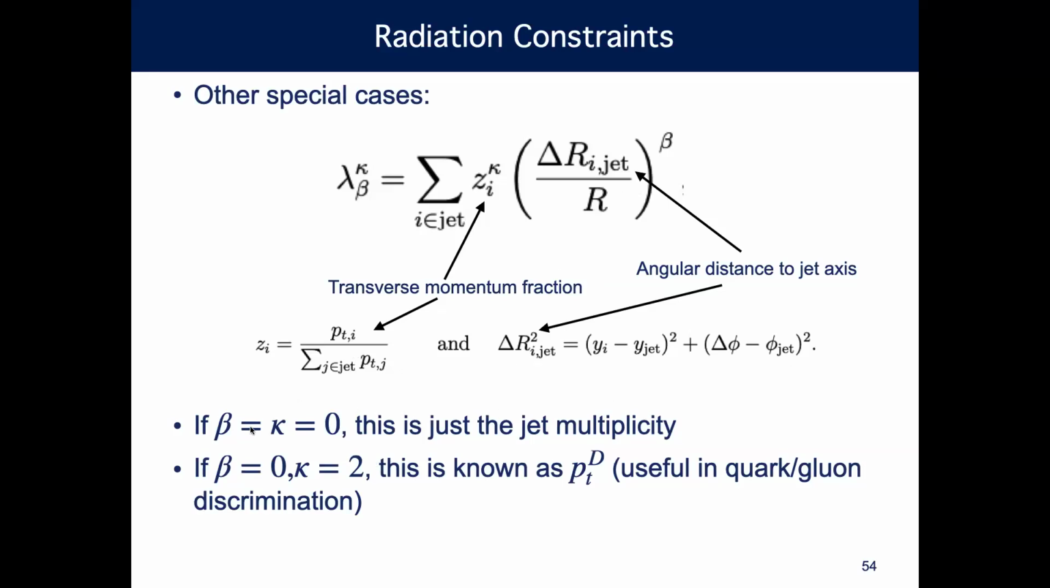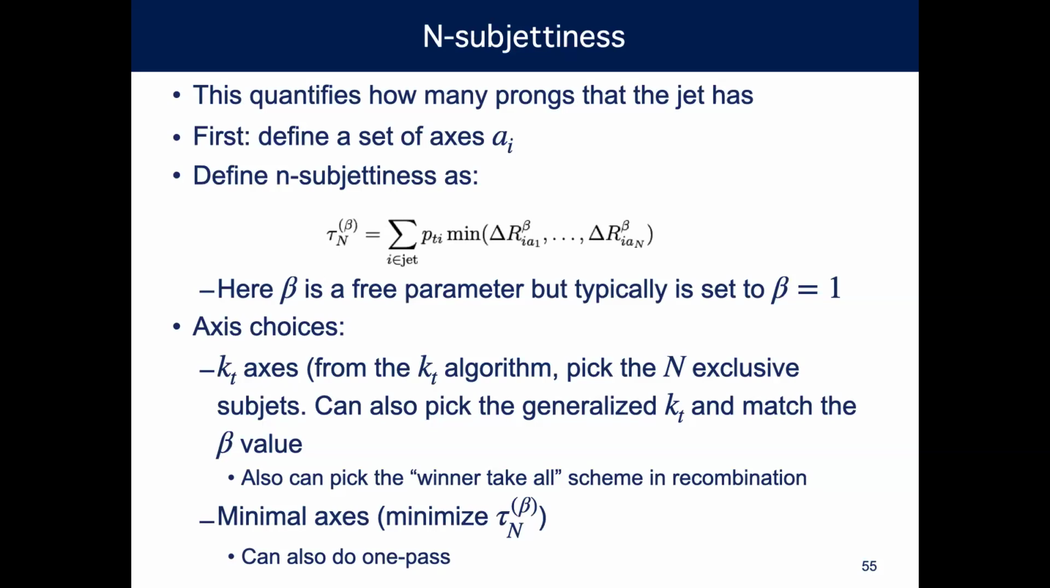You can also set kappa equal to 0 and beta equal to 0. That's just the multiplicity. Okay, so that counts as an angularity. And you can set beta equal to 0 and kappa equal to 2. That's known as pTD for those of you who are in quark-gluon land. So that is the dispersion of the momentum across the jet, let's say. And this is also useful in quark-gluon discrimination. A lot of these angularities are the only handles you have for quark-gluon discrimination in any substantive sense. One example of these angularities is so-called n-subjettiness, and that quantifies how many prongs the jet has.